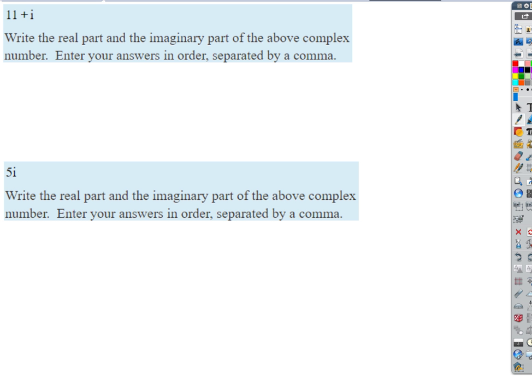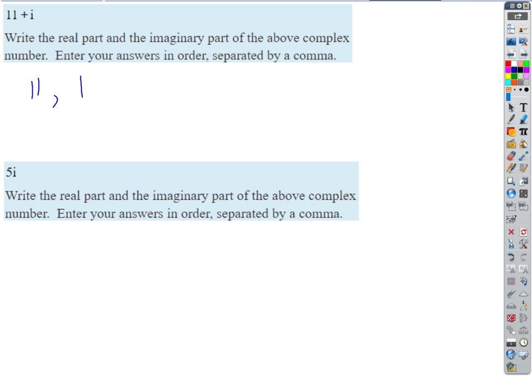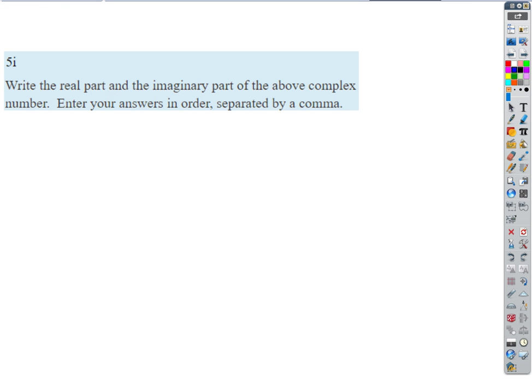All right, so complex number stuff. Let's quickly talk about this. Write the real part and the imaginary part. If this is our complex number, 11 plus i, what's the real part? 11. Good. That's the number that doesn't have an i attached to it. What's the imaginary part? 1. Good. The real part is the one with no i. The imaginary part is the coefficient of i every time. What about this one, 5i? What's the real part? 0. Good. It doesn't show up, so it's 0. What's the imaginary part?